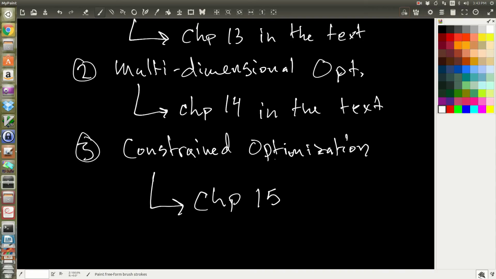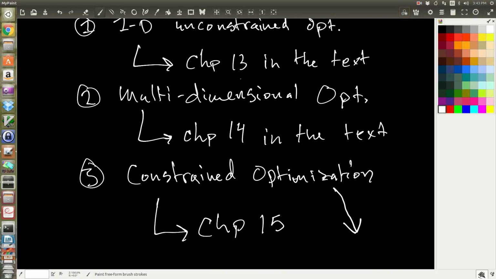So this is kind of the ultimate objective, to be able to do constrained optimization in several dimensions. But we're going to start with the easy case of one-dimensional unconstrained optimization first, explain that, then explain multi-dimensional unconstrained optimization, and then we'll jump to constrained optimization with multiple variables. Alright, I think that does it for the introduction. The next video I will talk about one-dimensional unconstrained optimization.